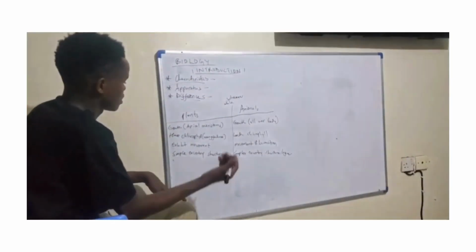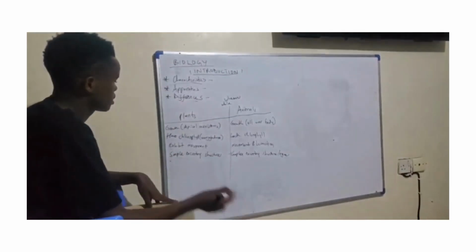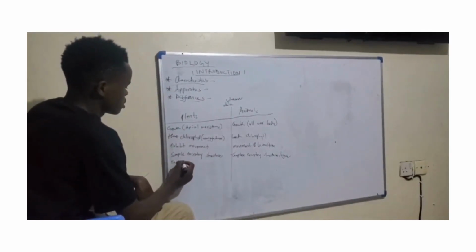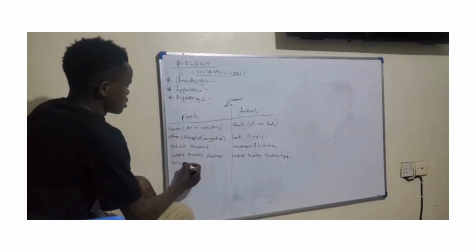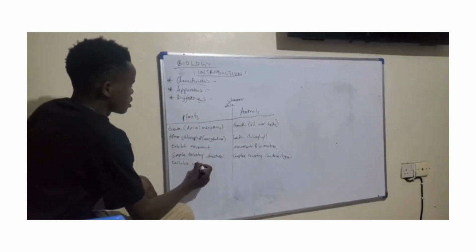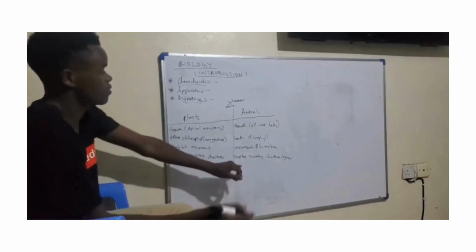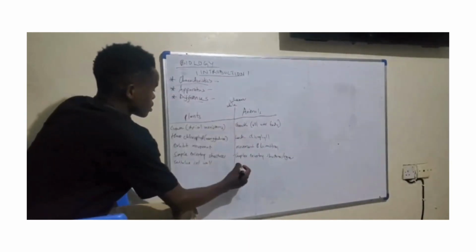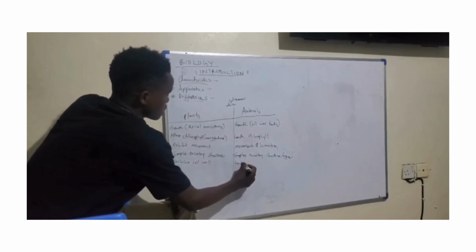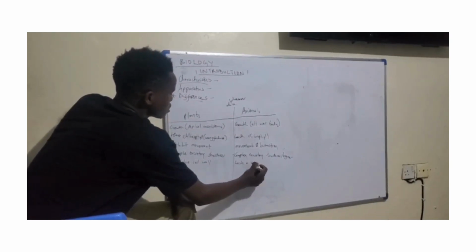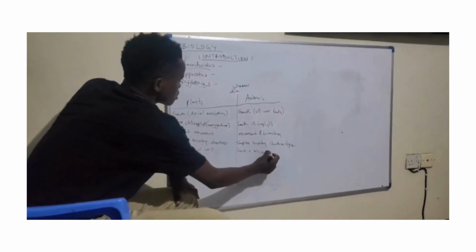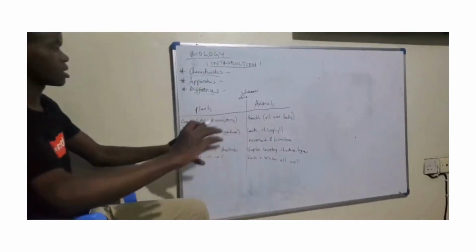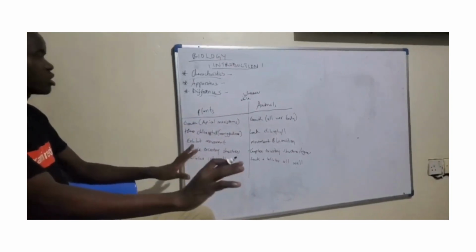Now the last difference is that, talking of plants, they have a cell wall, but when you talk of animals, they don't have a cell wall. They lack a cellulose cell wall. So that is, guys, on the topic of introduction to biology.